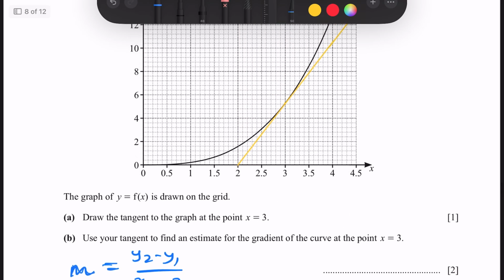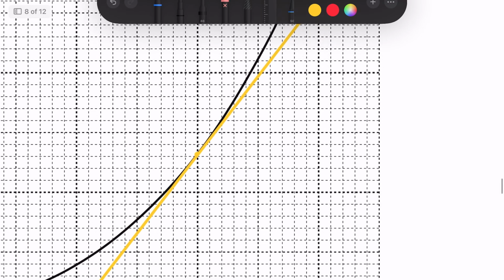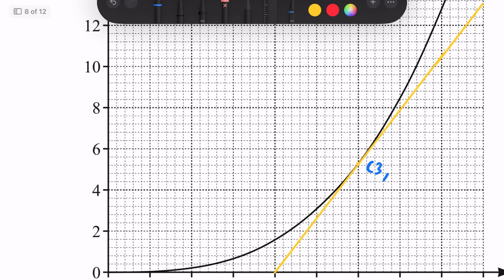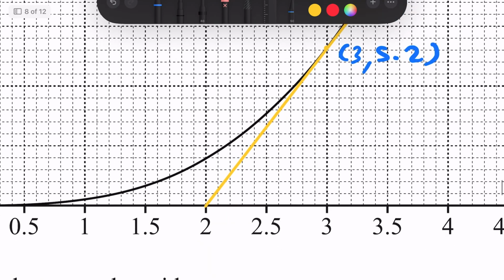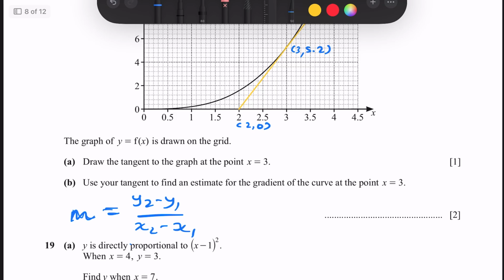So let's find our 2 points on this tangent line. We can take 1 to be this point itself, 3 comma, if we extend a line, this is approximately 5.2. So that's our point 1. And our second point can be 2 comma 0. So based on that, y2 minus y1 divided by x2 minus x1 is equal to 0 minus 5.2 divided by 2 minus 3, which is equal to 5.2.